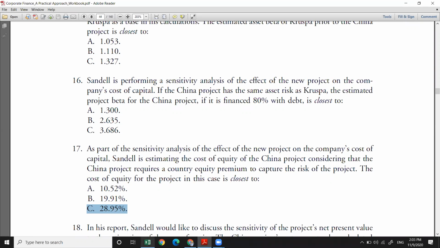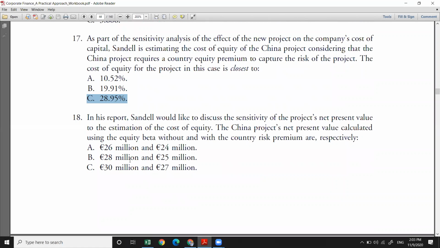Now we are coming to question 18, which is a bit comprehensive, where you need to calculate the cost of equity on one side. In this report, Sandel would like to discuss the sensitivity of the project's net present value to the estimation of the cost of equity. The China project's net present value calculated using equity beta without and with country risk premium are respectively given here: 26, 28, 30, and 27.